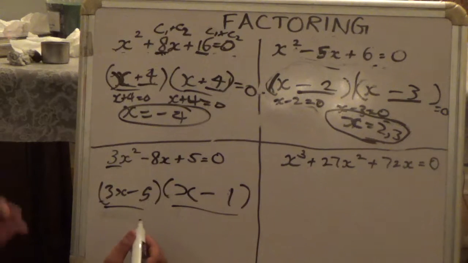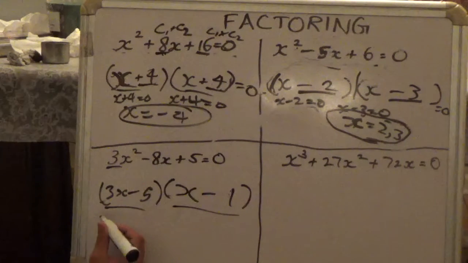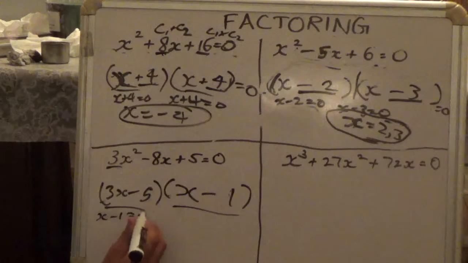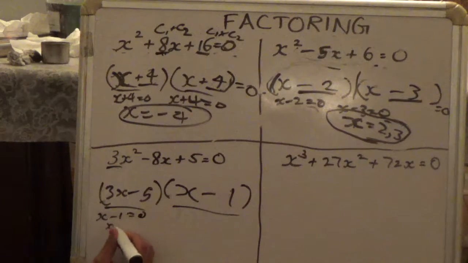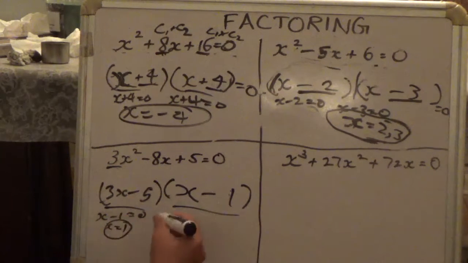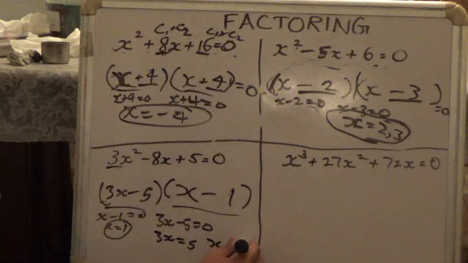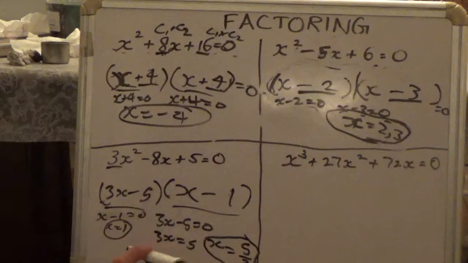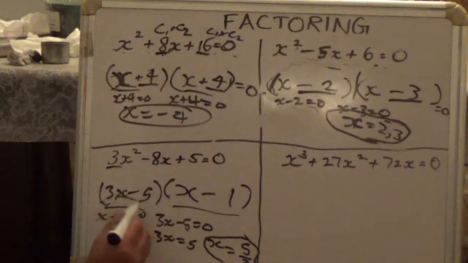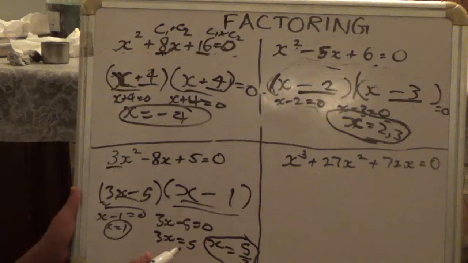Now we can just use our zero product property. x minus 1 equals 0. That's easy, x equals 1. 3x minus 5 equals 0, slightly harder but still easy. 3x equals 5 and x equals 5/3. Hope you can see that. X is 5/3 because this equals 0 and this equals 0.